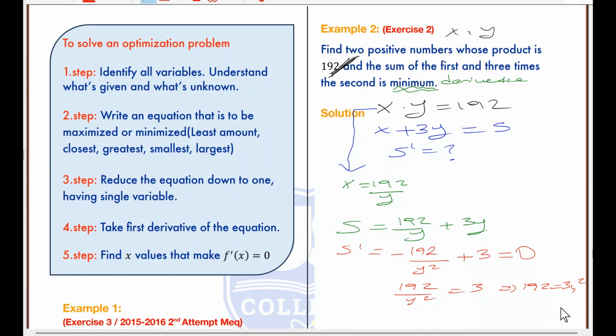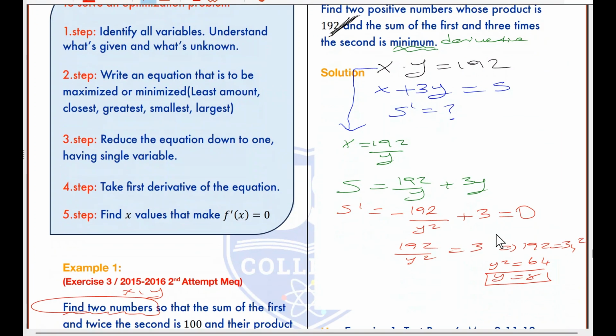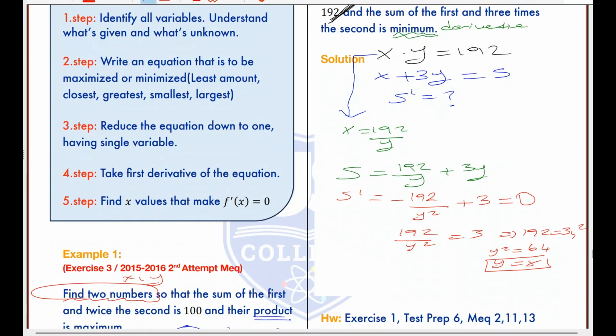Divide both sides by 3. Y squared will be 64. So take the square root of both sides, y will be 8. I got y. So what is next? Finding x is the next step. By just substituting the y value in the equation for x, I will find x. X is 192 over y, which is 8. So that will give me 24, right? So I got two numbers, which are 24 and 8.